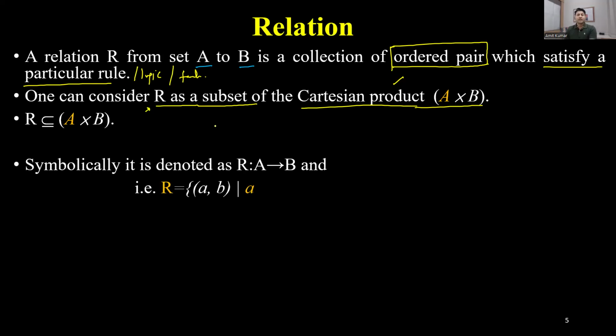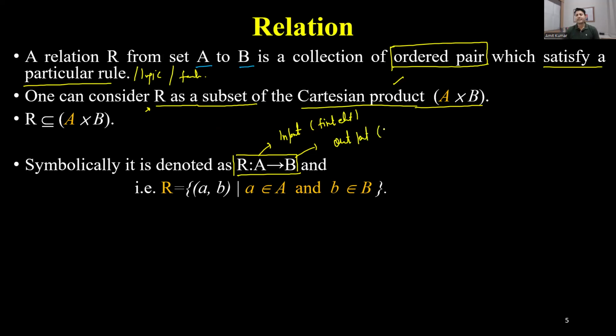Mathematically, a relation is written like this. A relation R is defined from a set A to B. From set A to B means what? A gives you input, meaning the first element of the ordered pair. B gives you output, meaning the second element. So a relation can also be thought of like a machine, where some inputs are given and some outputs come.